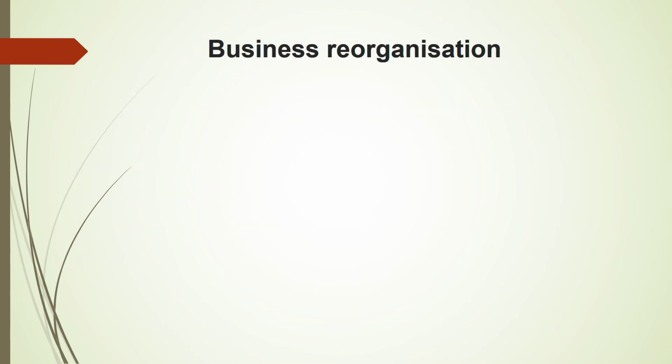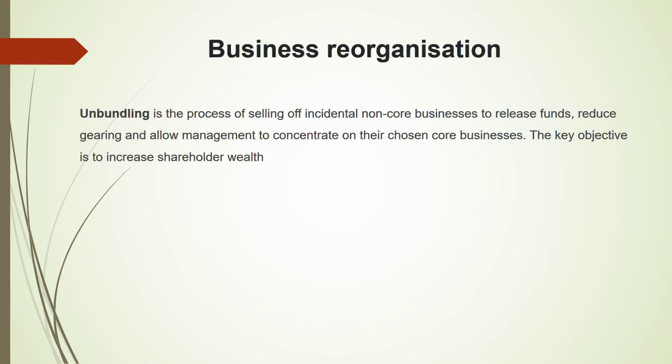Okay. Now, let us go to the business reorganization. So, we are over with financial reconstruction. Now, we are moving towards business reorganization because the topic is reconstruction and reorganization. So business reorganization means what? Business reorganization is unbundling. Unbundling means you are selling off some non-core business activity which is not very core to your business. You feel that it's better to sell it off so that it gives you more cash, it reduces your gearing, it allows the management to concentrate only on their core business, right?